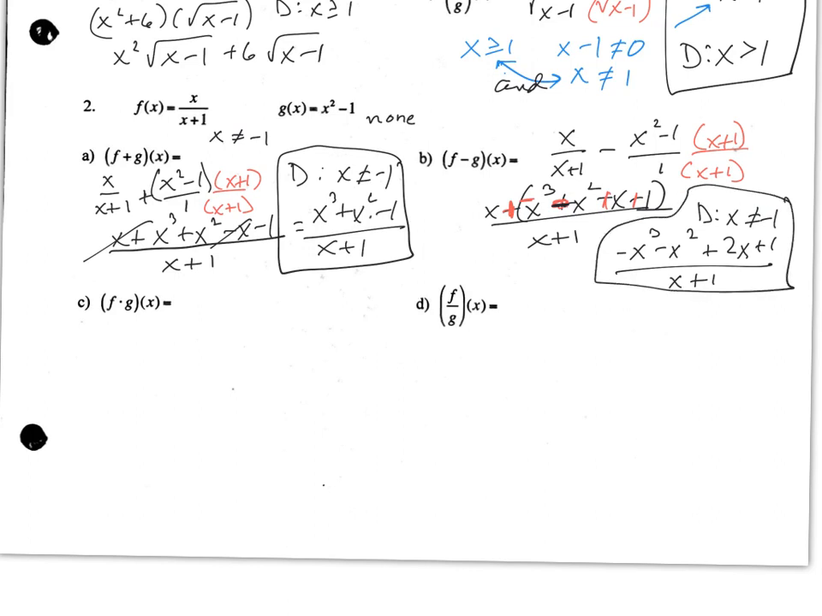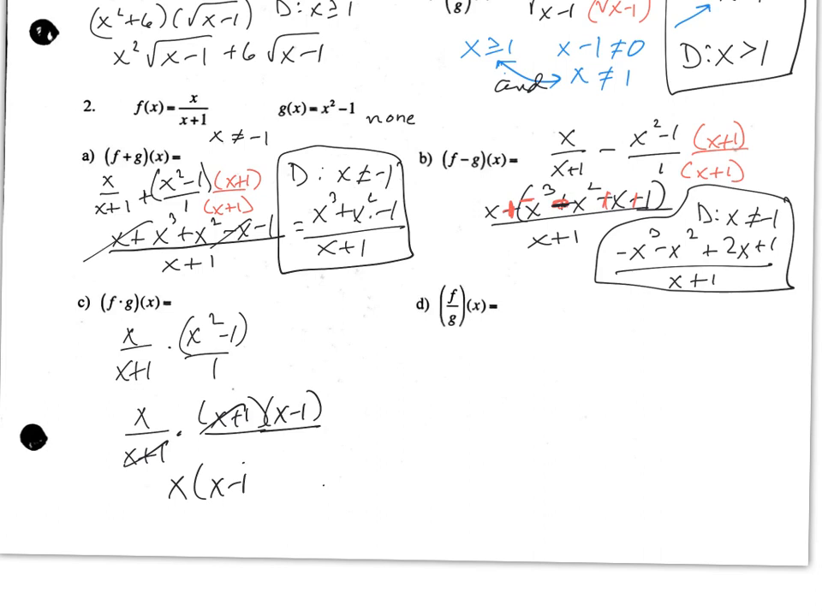Good news is multiplying is going to be a lot easier. So we have x over x plus 1 times x squared minus 1. The thing with multiplying is you want to factor if you can. Factor and cancel, factor and cancel, factor and cancel. So look for it. And so we get here x times x minus 1. You might think, oh, look, no denominator, all reals. Don't fall for that. That's a trick.